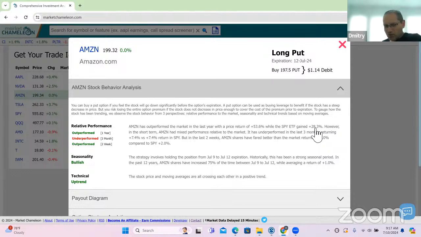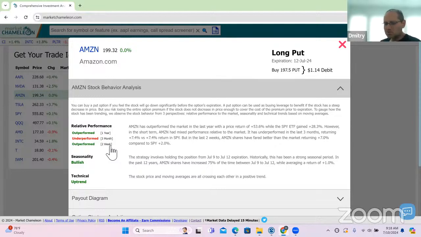What about if we get closer, let's say 3 months? In the last 3 months, it's underperformed the market. Here it's almost the same. Amazon returned 7.4% versus the market 7.4%, but there could be a slight difference there. So it's underperformed slightly. And in the last 2 weeks, so we got these three, in the last 2 weeks, it has outperformed.